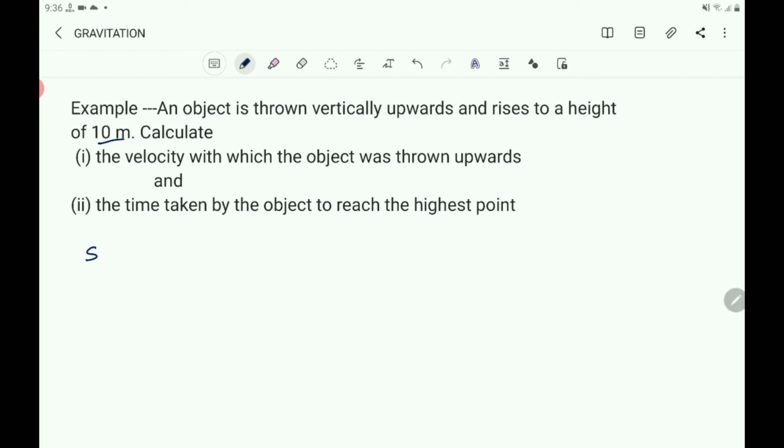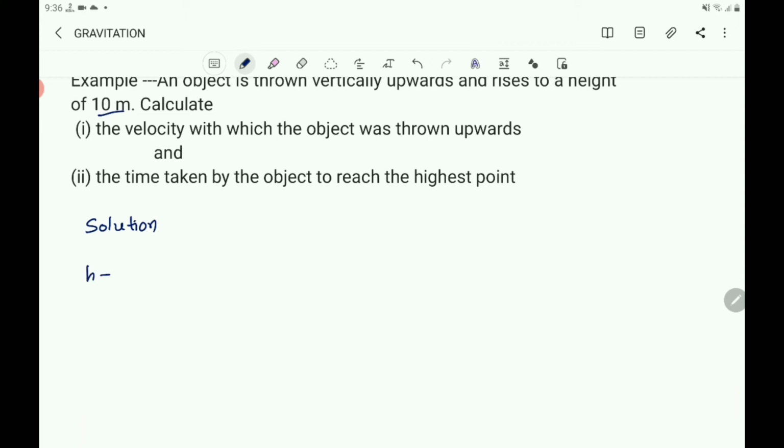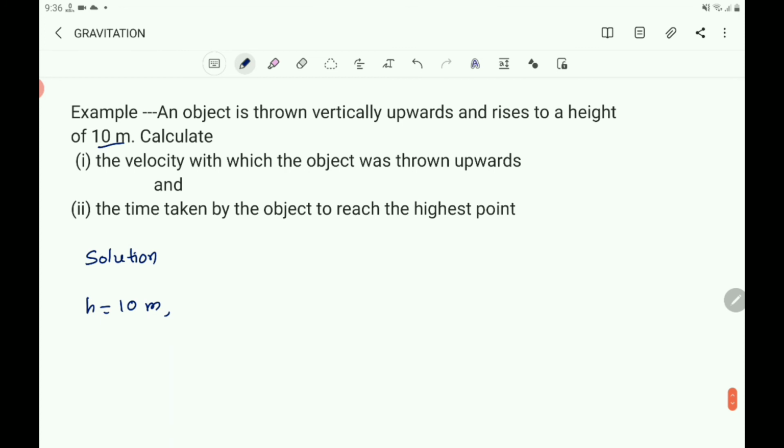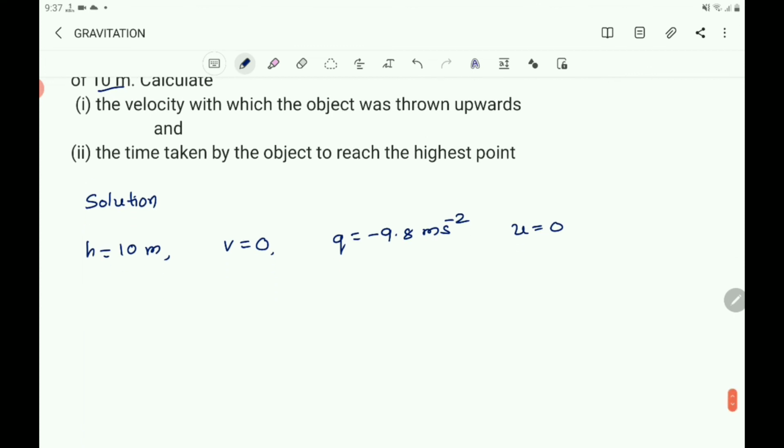So you take the solution here and write one by one. h equals 10 meter, that is the height to which the object is thrown vertically upward. Then the final velocity v is 0, and acceleration due to gravity is minus 9.8 ms to the power of minus 2. Why do we have to take it negative? Because the object is thrown vertically upward. Then what you have to find out? In the first case, we have to find the velocity with which the object was thrown upward, that is u, the initial velocity. u equals question mark.